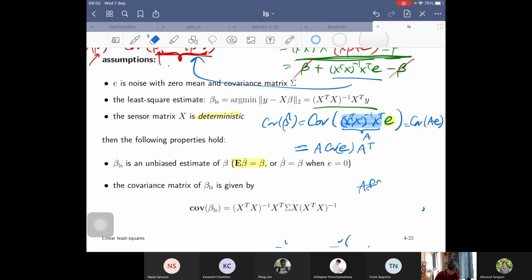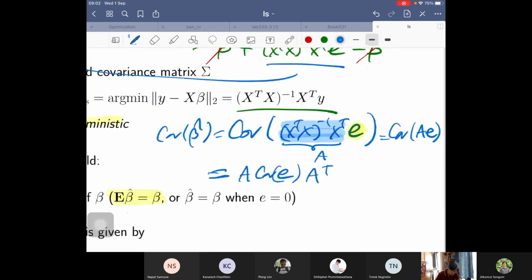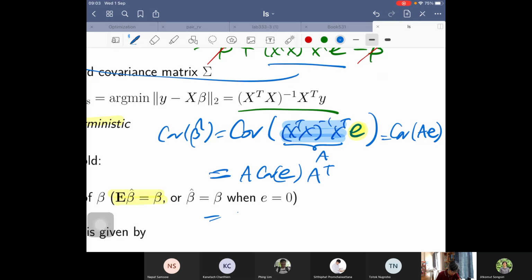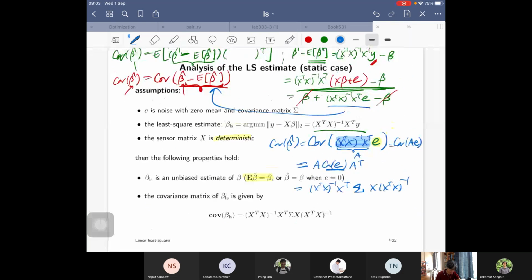Now, can you put A back? A, which is the matrix. So it is (X transpose X) inverse X transpose, covariance of e, which is sigma, and then A transpose, which is X (X transpose X) inverse. And that gives us the main result of this slide: the covariance of beta hat.